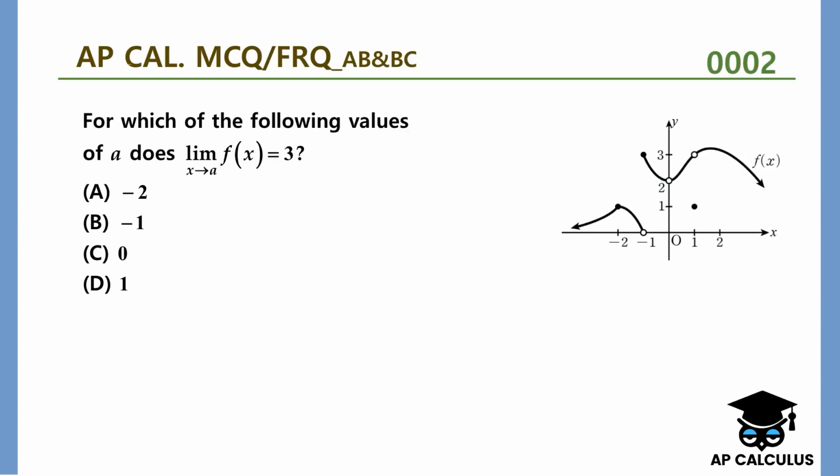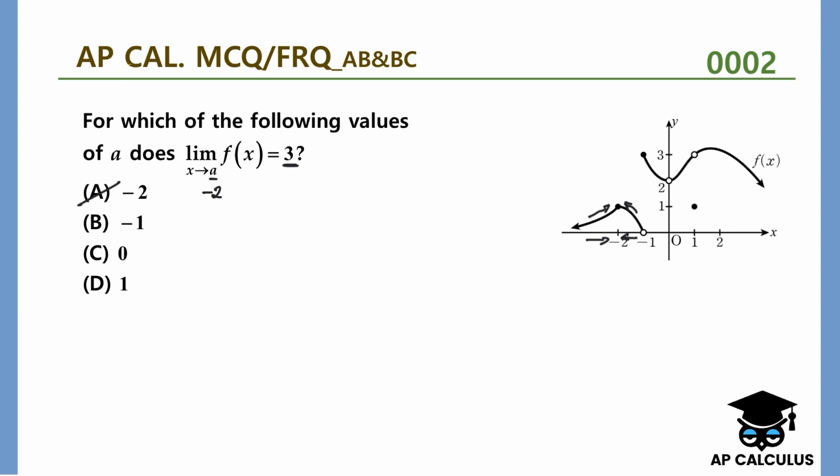Question number 2. For which of the following values of a does the limit as x approaches a of f of x equal 3? Okay, answer choice A, we have -2. If a is -2, what's the limit? As x approaches -2 from the left-hand side, that's 1, right? From the right-hand side, it also approaches 1. So the limit value is equal to 1, not 3, right? So A is not the answer.